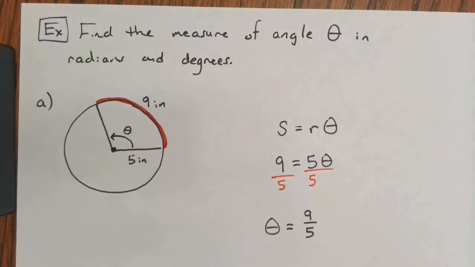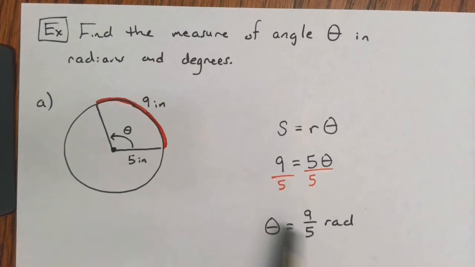Usually when we come up with our answer in radians, we are going to have a pi in here somewhere, and sometimes that just doesn't happen. You don't have to have pi in your answer to have a radian measure, but often there is. So 9/5 is perfectly fine, perfectly acceptable for an answer on this.